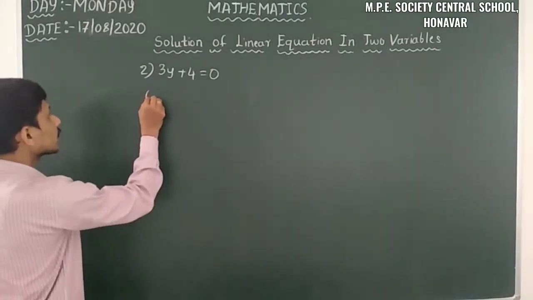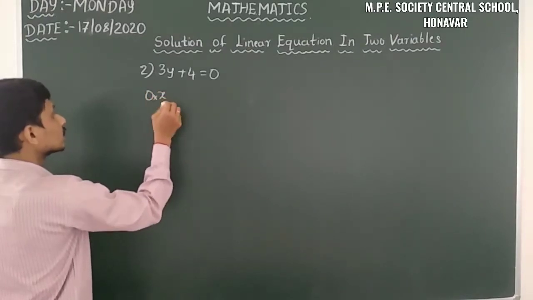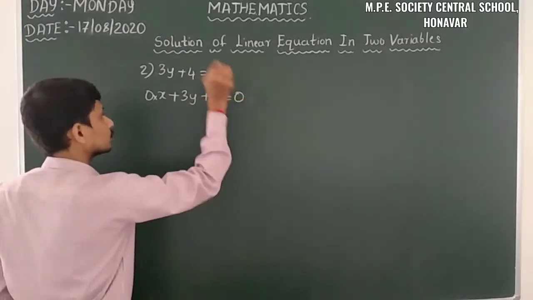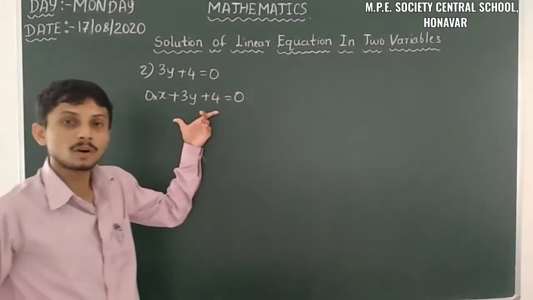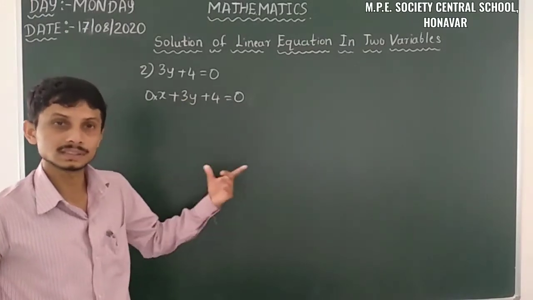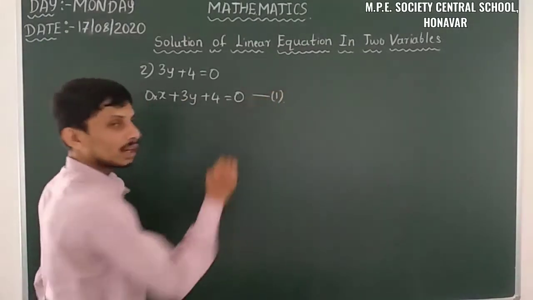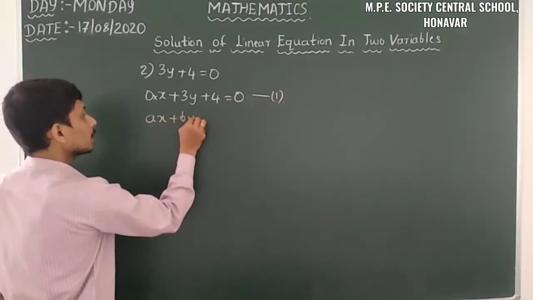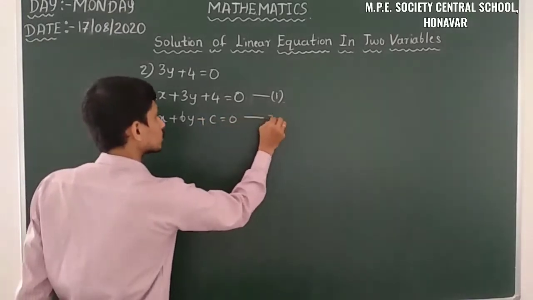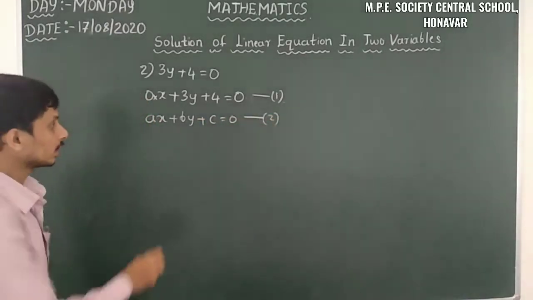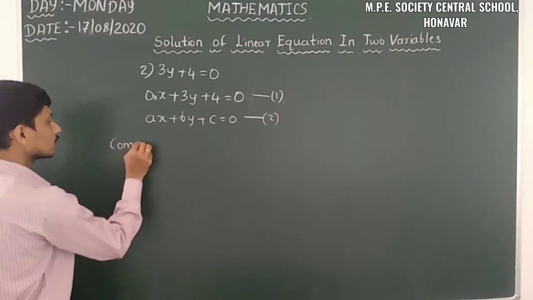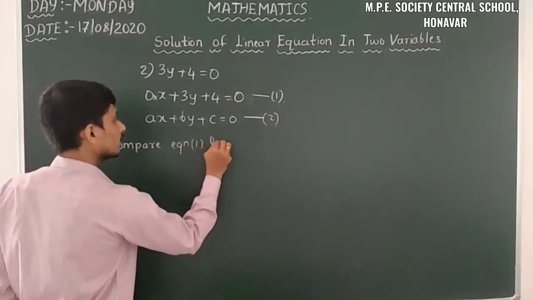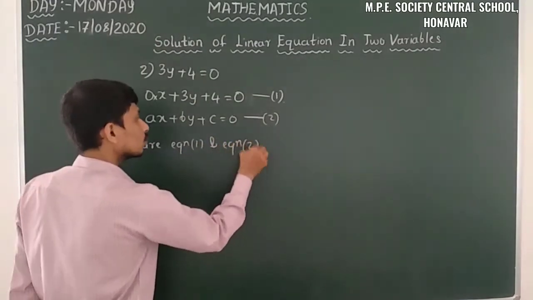It means here we can take 0 into x plus 3 into y plus 4 is equal to 0. This is in the form of ax plus by plus c is equal to 0. I will take this as equation number 1. Then the standard form ax plus by plus c is equal to 0 is equation 2. So compare equation 1 and equation 2.